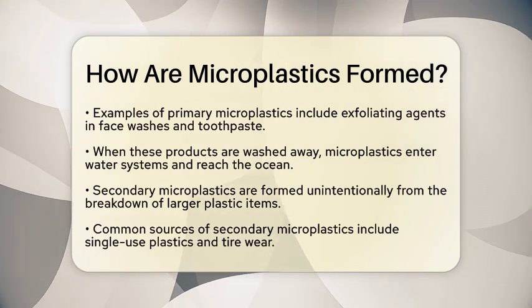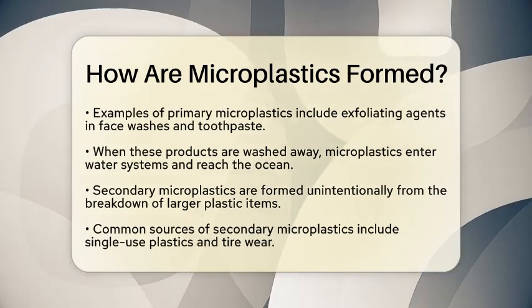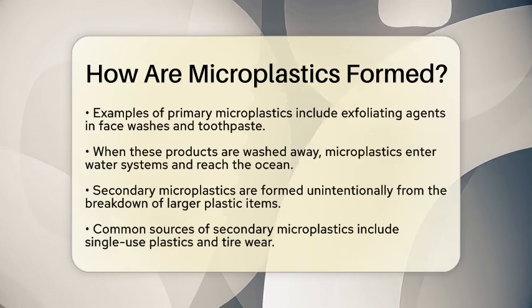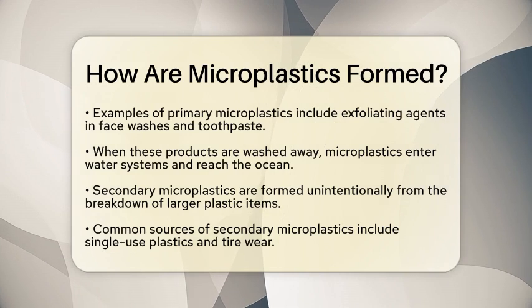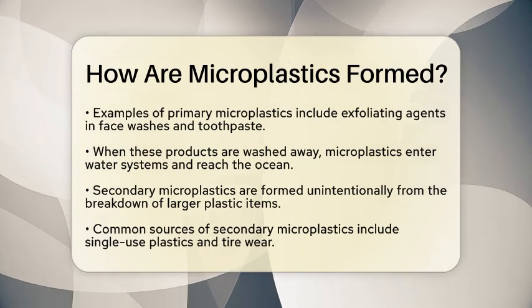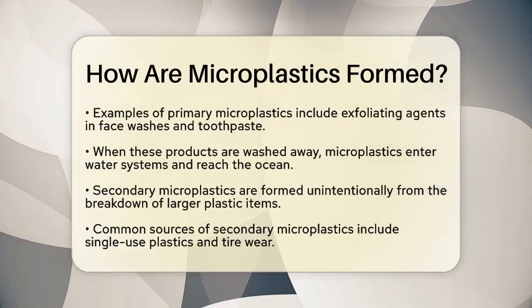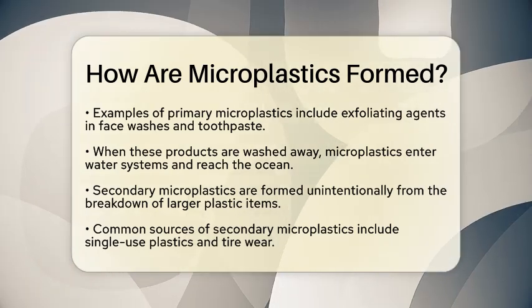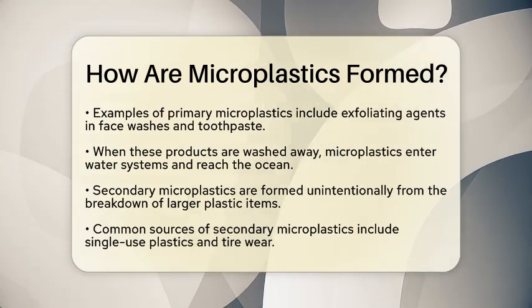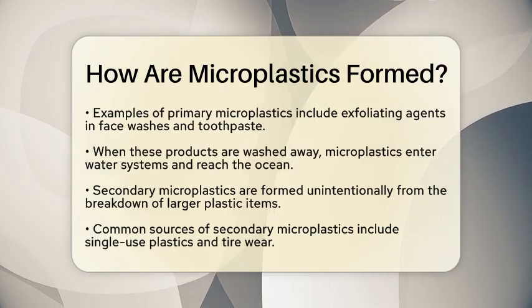On the other hand, secondary microplastics are created unintentionally. They come from the breakdown of larger plastic items. This can happen due to physical forces like the crashing of waves, chemical reactions such as oxidation, or biological factors like the activity of microorganisms. Common sources of secondary microplastics include the degradation of single-use plastics, tire wear, and plastic debris in the ocean.